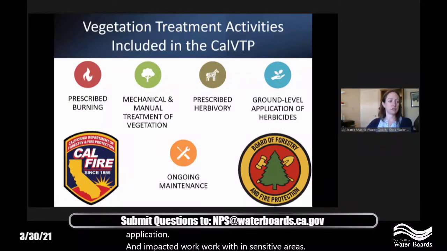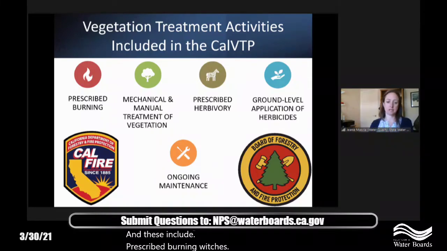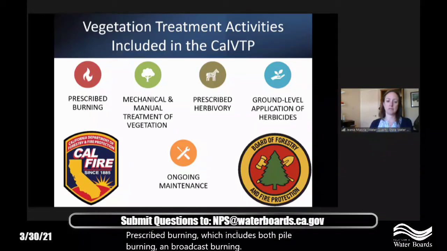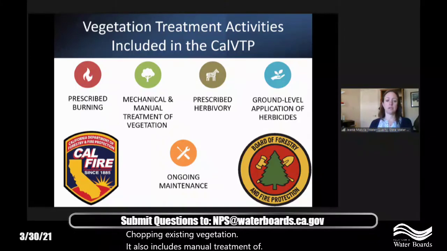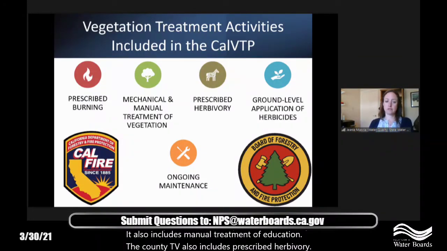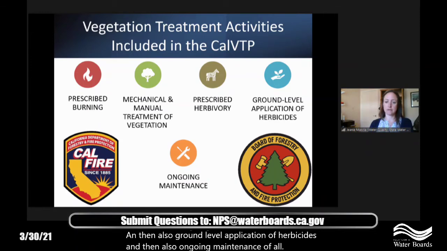So I mentioned that there were predefined vegetation treatment activities considered in the CalVTP. And these include prescribed burning, which includes both pile burning and broadcast burning, the mechanical treatment of vegetation, which includes cutting, uprooting, and chopping existing vegetation. It also includes manual treatment of vegetation. The CalVTP also includes prescribed herbivory, and then also ground level application of herbicides, and then also ongoing maintenance of all of these vegetation treatment activities.